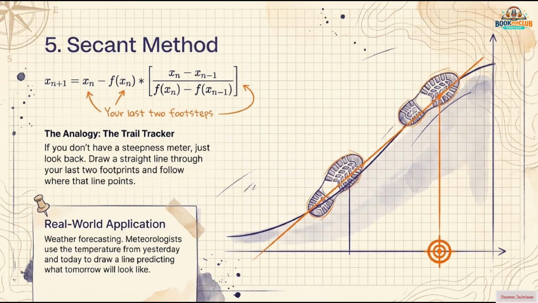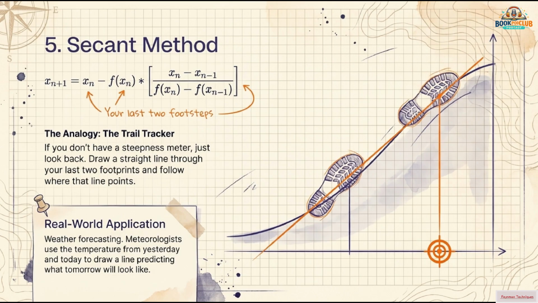And looking at the notes, the equation here looks like absolute alphabet soup. It's just fractions and previous steps and subtractions. What is this actually doing physically? Strip away the symbols. It's just replacing the perfect laser with a manual calculation. It calculates the steepness by looking at the past. So the analogy here is the trail tracker. Right. You don't have a steepness meter. So instead, you just stop, look back behind you, and draw a straight line through your last 2 footprints. Exactly. You calculate the slope between where you were a minute ago and where you are right now. Then you just project that line forward and follow where it points. Yeah. So it's practically as fast as Newton's laser, but it only relies on your own recent history. You're deriving the trend from your own data.